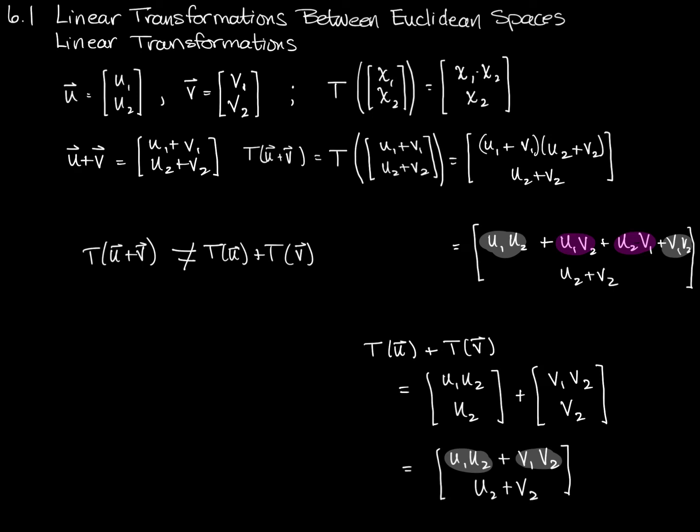I haven't even checked scalar multiplication yet, but I only need one to fail to be able to say this is not a linear transformation. Should I check the other one? I think I'll leave that to you. But I don't need to. I was just trying to see if this was a linear transformation. I could have started with scalar multiplication, and if that had failed, I would also be able to say, without checking additivity, that this was not a linear transformation.